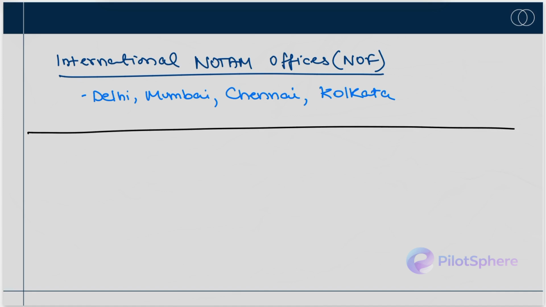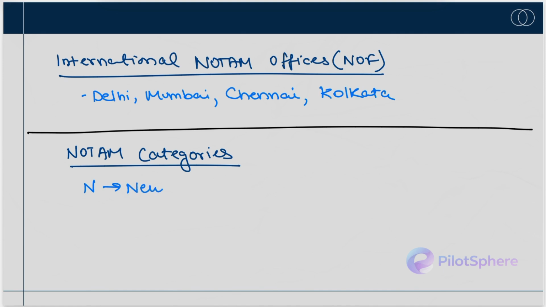Right. Apart from this, we need to look at NOTAM categories. We have three different NOTAM categories. They are N, which is for new, R for replaced, and then you have C for cancelled. So N for new, R for replaced, C for cancelled.